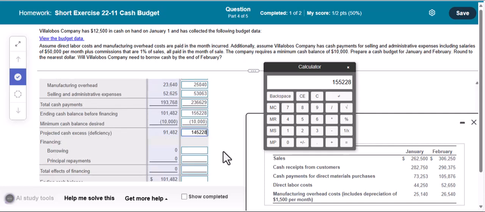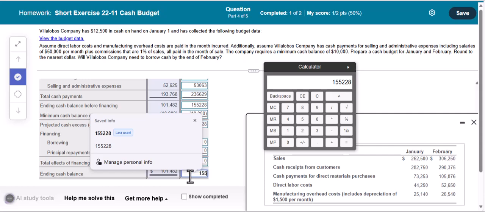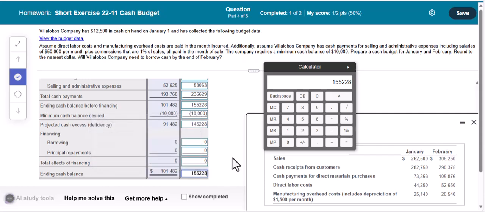So then what does that mean for our financing here, our borrowing and principal repayments? We don't need to borrow anything. So that means this is going to be a 0 for borrowing. We're not repaying anything because we didn't need to borrow anything. And so total effects of financing are 0. So again, it's going to ask us for our ending cash balance. And so it's this $155,228 because again, we didn't need to borrow anything. So the financing didn't have an effect on our ending cash balance here. Perfect. Okay, so let's go ahead and check our answer.